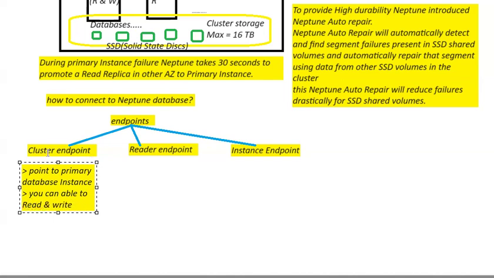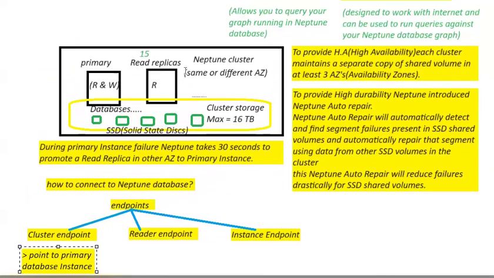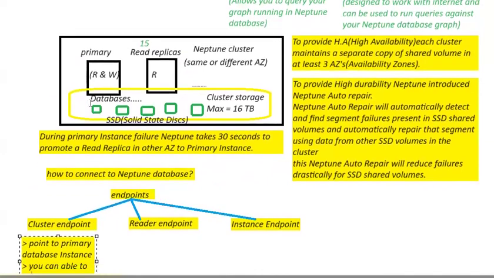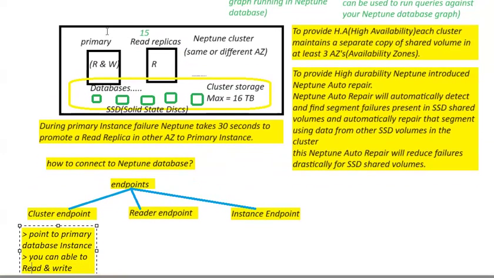Whenever you create your Neptune cluster, this cluster endpoint will point to any one of the instances, and that will become the primary database instance. Since it is connected to the primary database instance, by using that instance we can do both reading and writing by using this cluster endpoint.